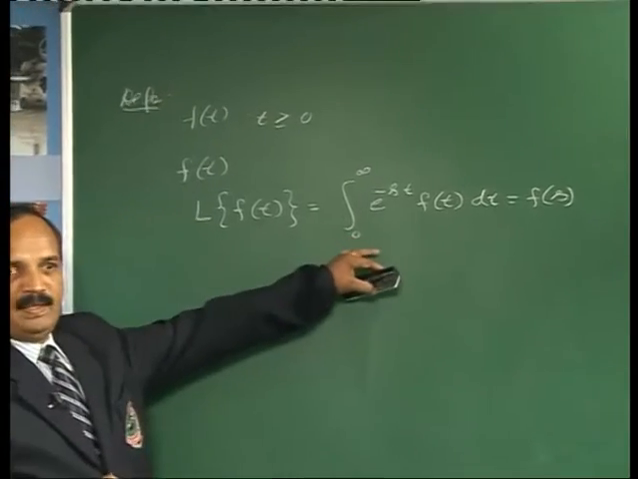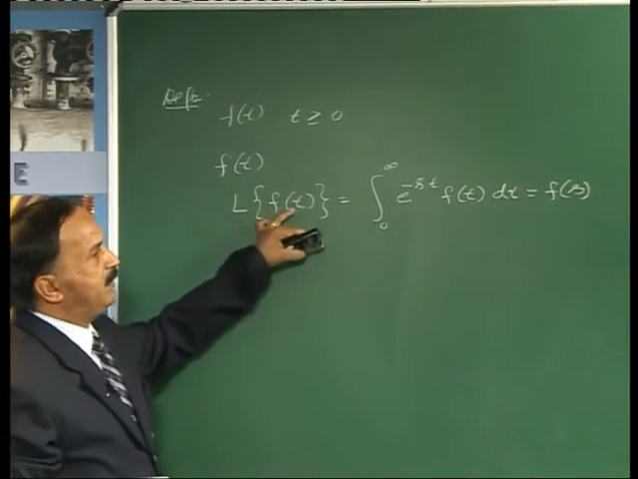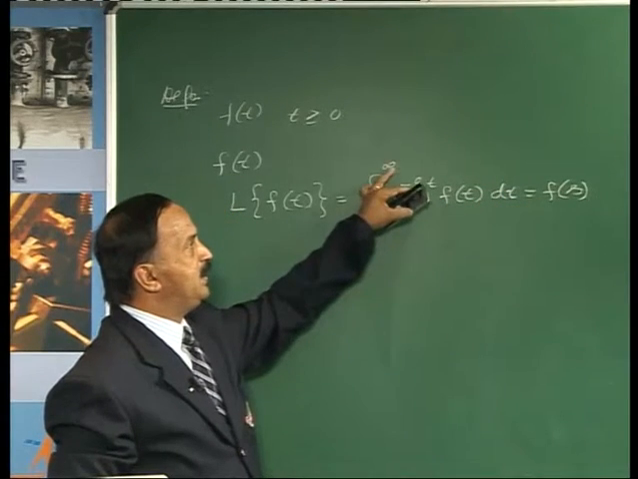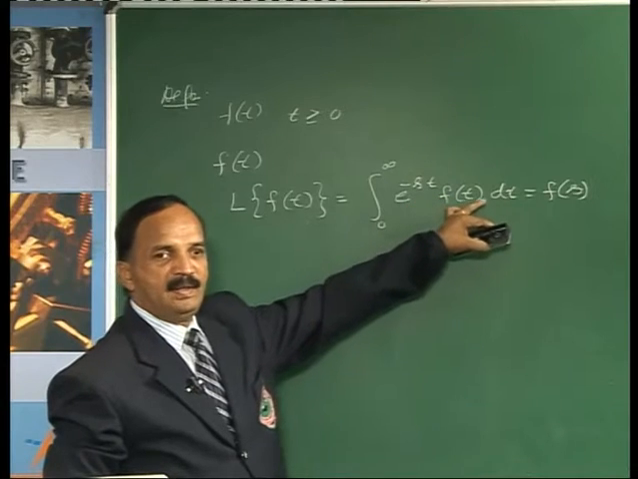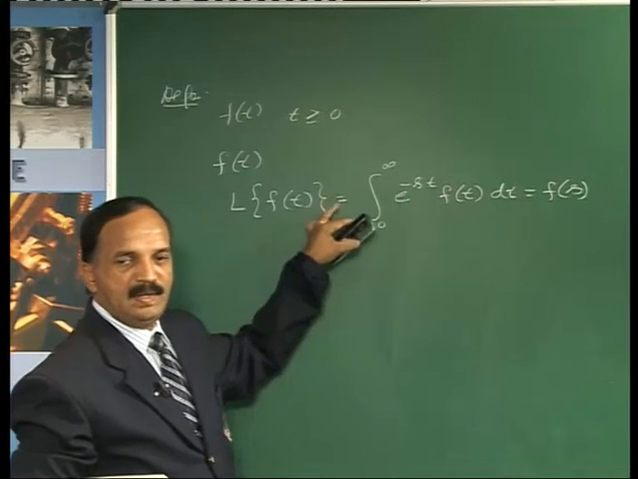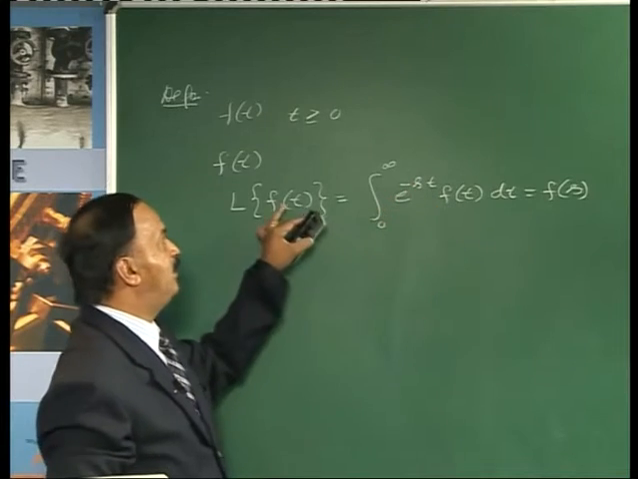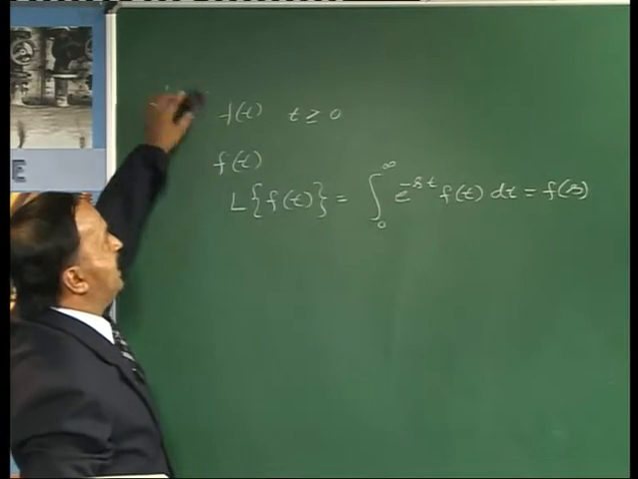s is a parameter, it may be real or complex. That means L of f of t equal to F of s equal to integral from 0 to infinity e to the power of minus st f of t dt. This is the definition. s is a parameter, it may be real or complex. By using this definition, we are going to prove some standard results.